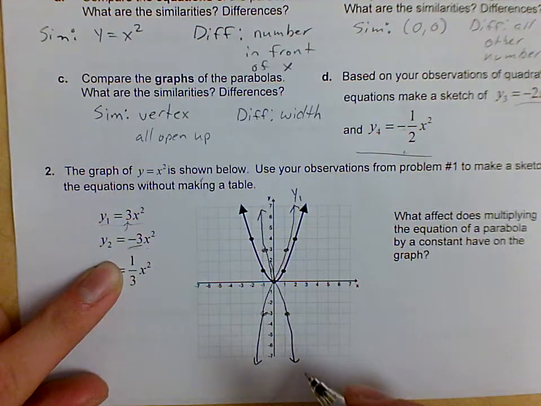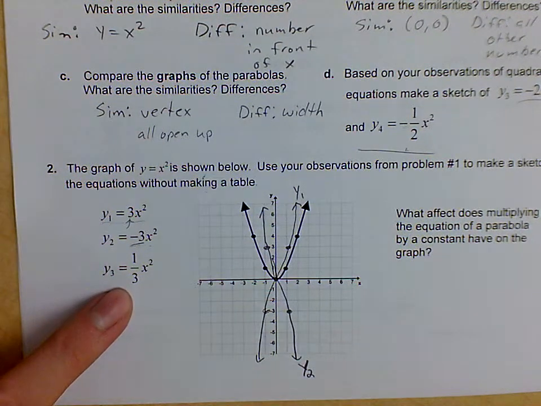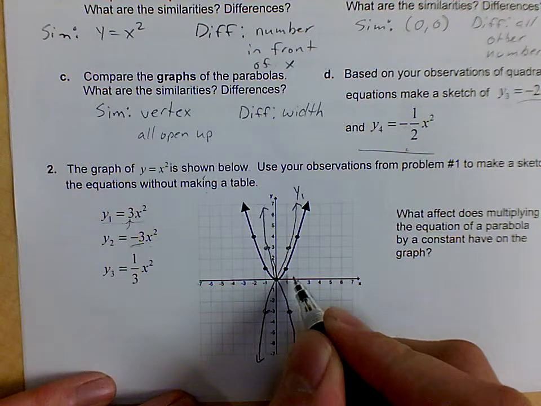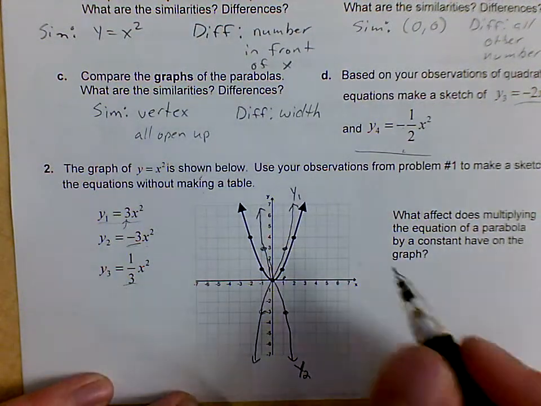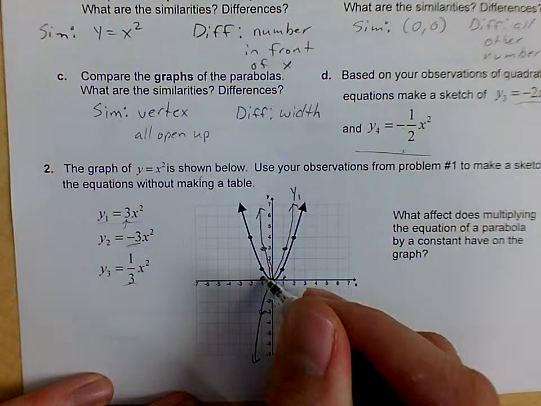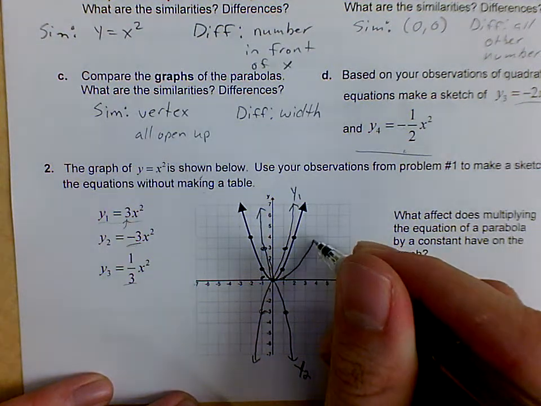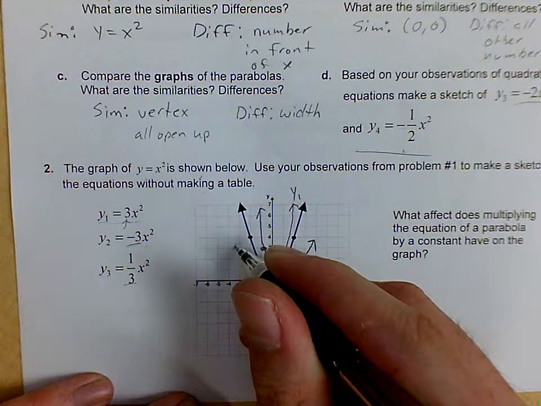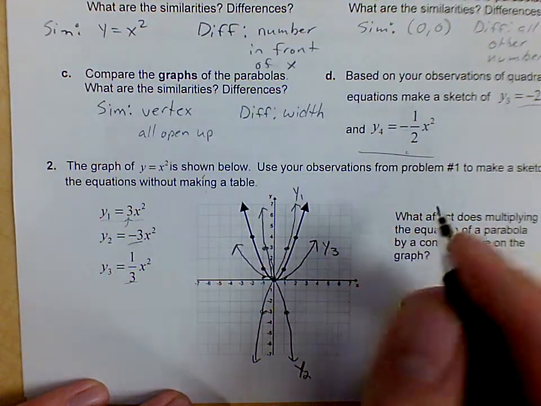This is y1. This is y2. And then my last one, 1/3. So I'm going to go over 1 and then up 1/3. We always go up what number's in front of the x. So negative 1, 1/3. And you can tell that one's going to be a lot wider. All right, and that is y3.